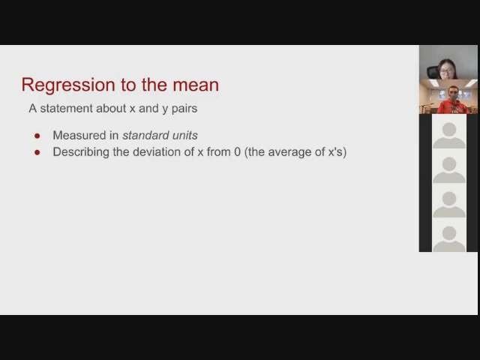All right, so if we now measure X and Y in standard units, what this regression to the mean, the linear regression that we're doing here, is describing is the deviation of X from 0 and the deviation of Y from 0. And here we focus on 0 because once we do the standardization, the mean of the new X's in their standard units is going to be 0. The same goes for Y as well. So the deviation of X and Y from their mean is pretty much X from 0 and Y from 0.